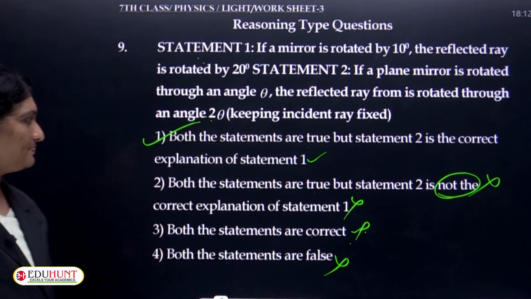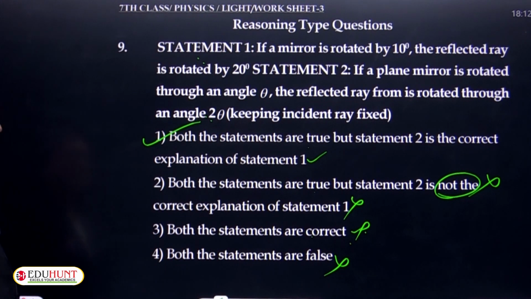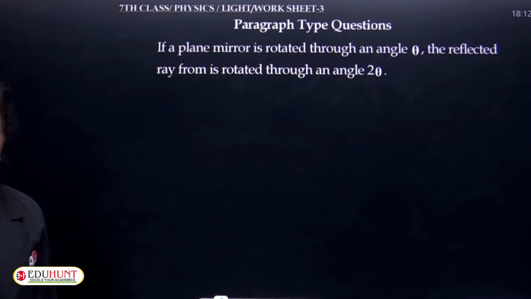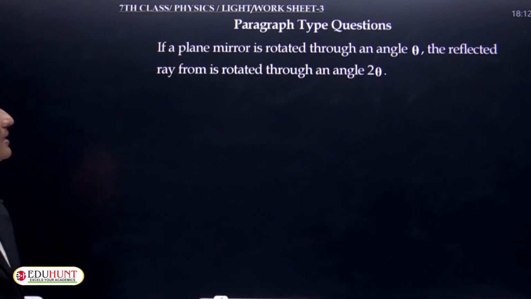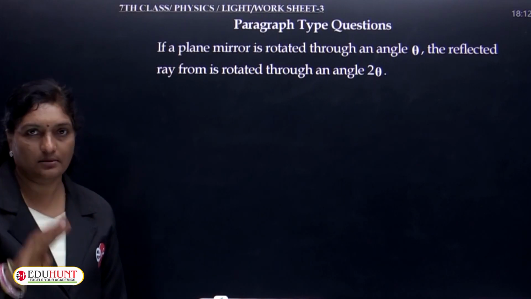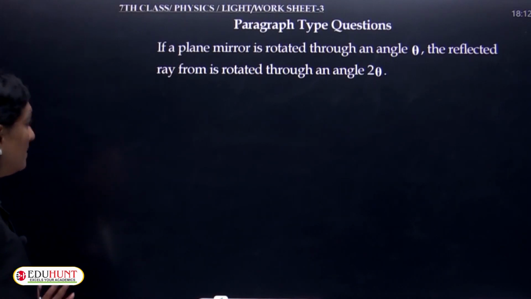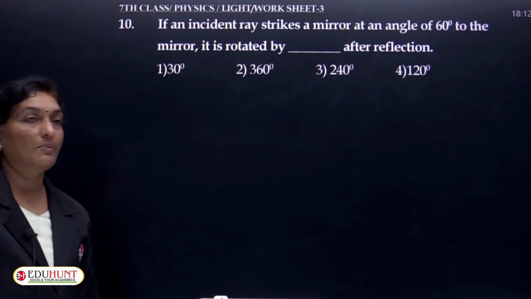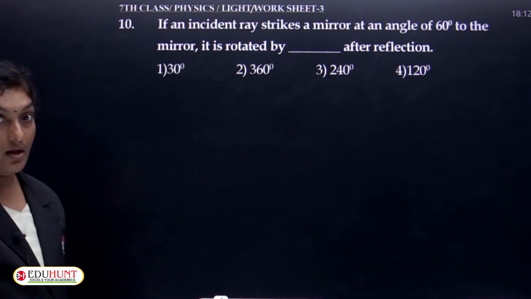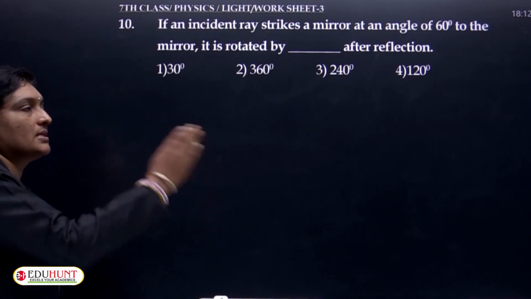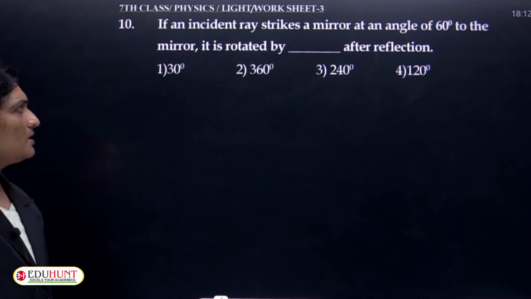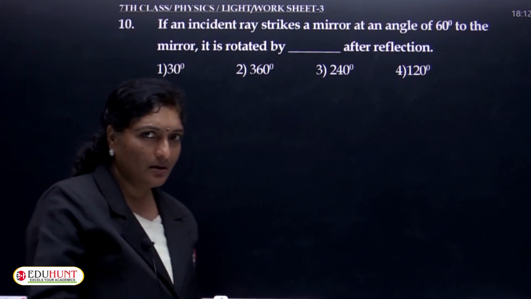Hence, that is the answer. Moving ahead with the next question, children, paragraph type questions. If a plane mirror is rotated through an angle theta, the reflected ray from it is rotated through an angle 2 theta. Got it? Of course, this is what we were describing since the very first question. Now the question begins based on that given paragraph. If an incident ray strikes a mirror at an angle of 60 degrees, the angle of incidence is 60 degrees. To the mirror, it is rotated by dash after reflection.